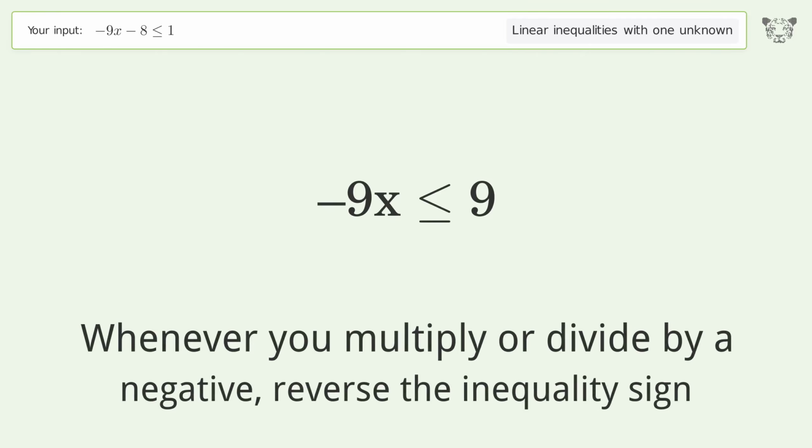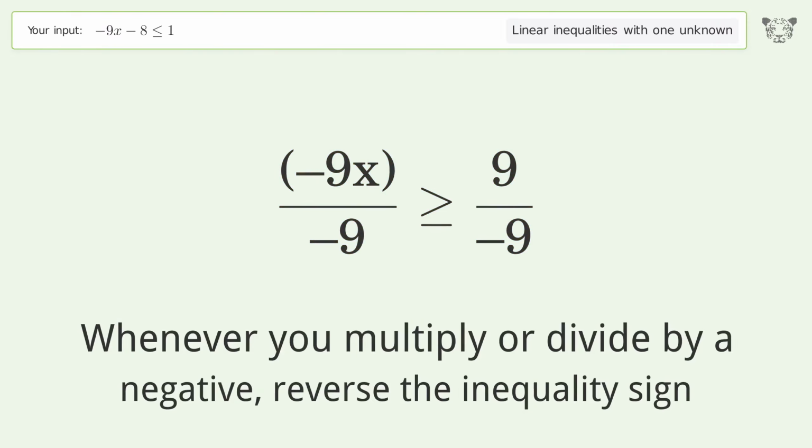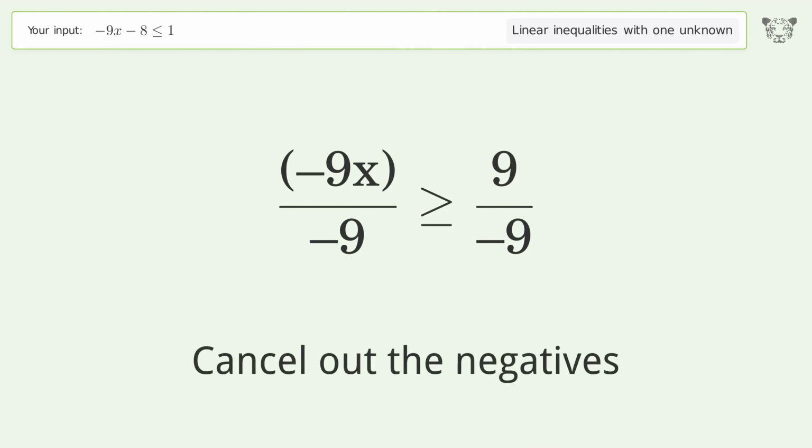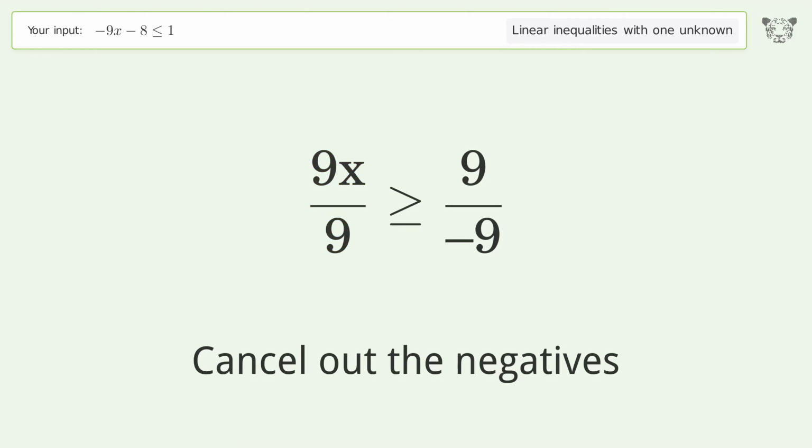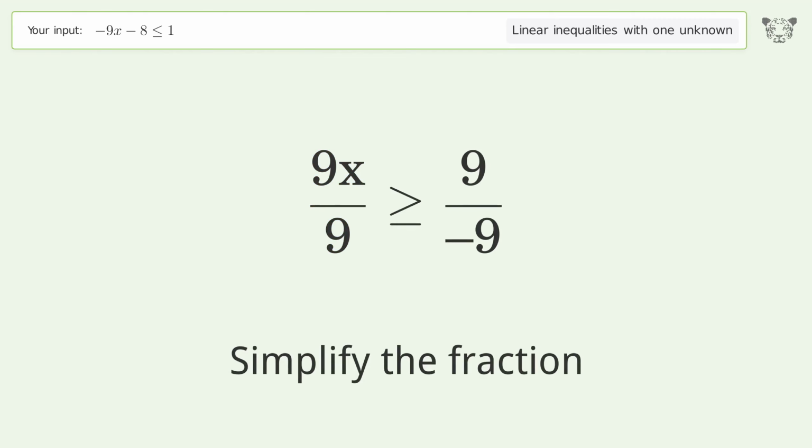Whenever you multiply or divide by a negative, reverse the inequality sign. Cancel out the negatives. Simplify the fraction.